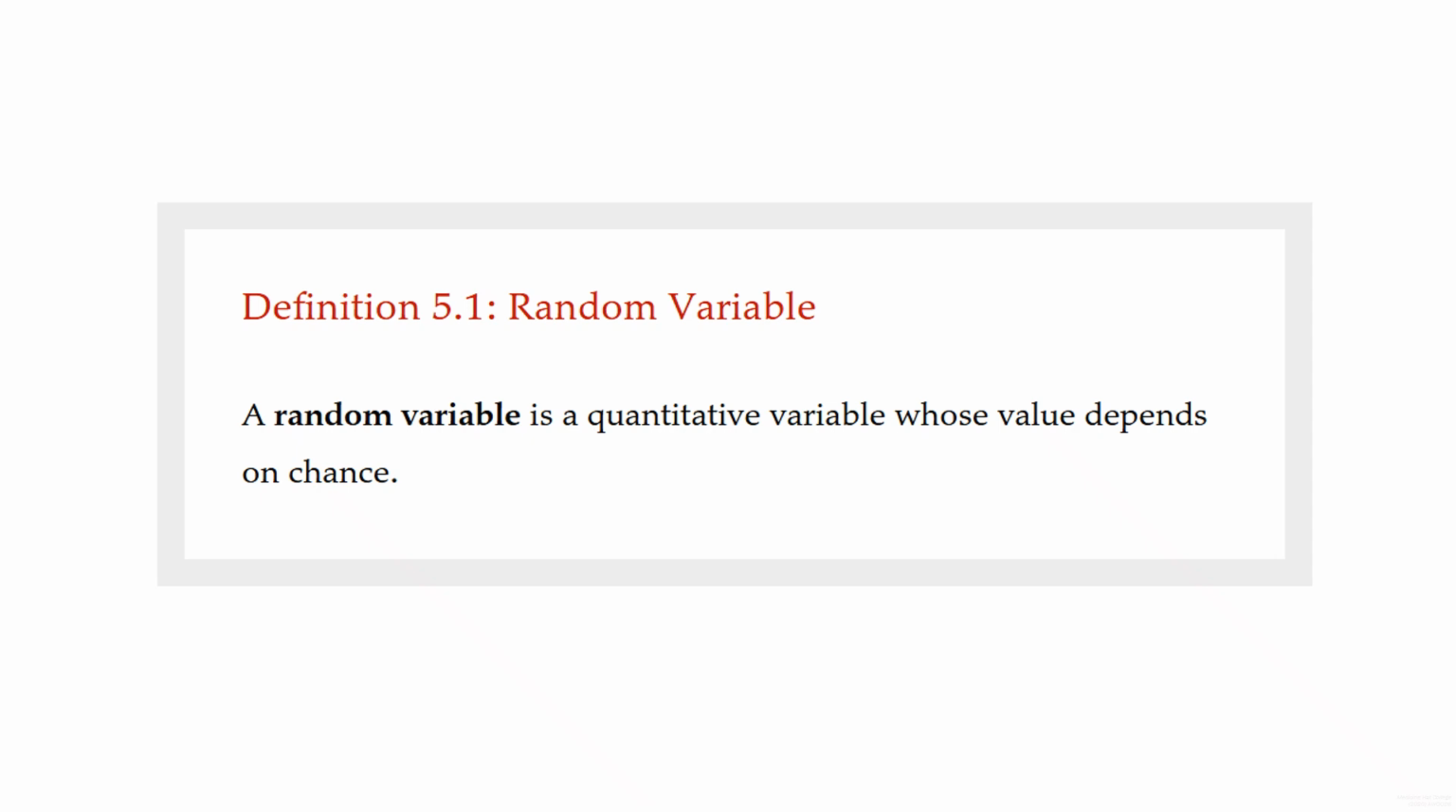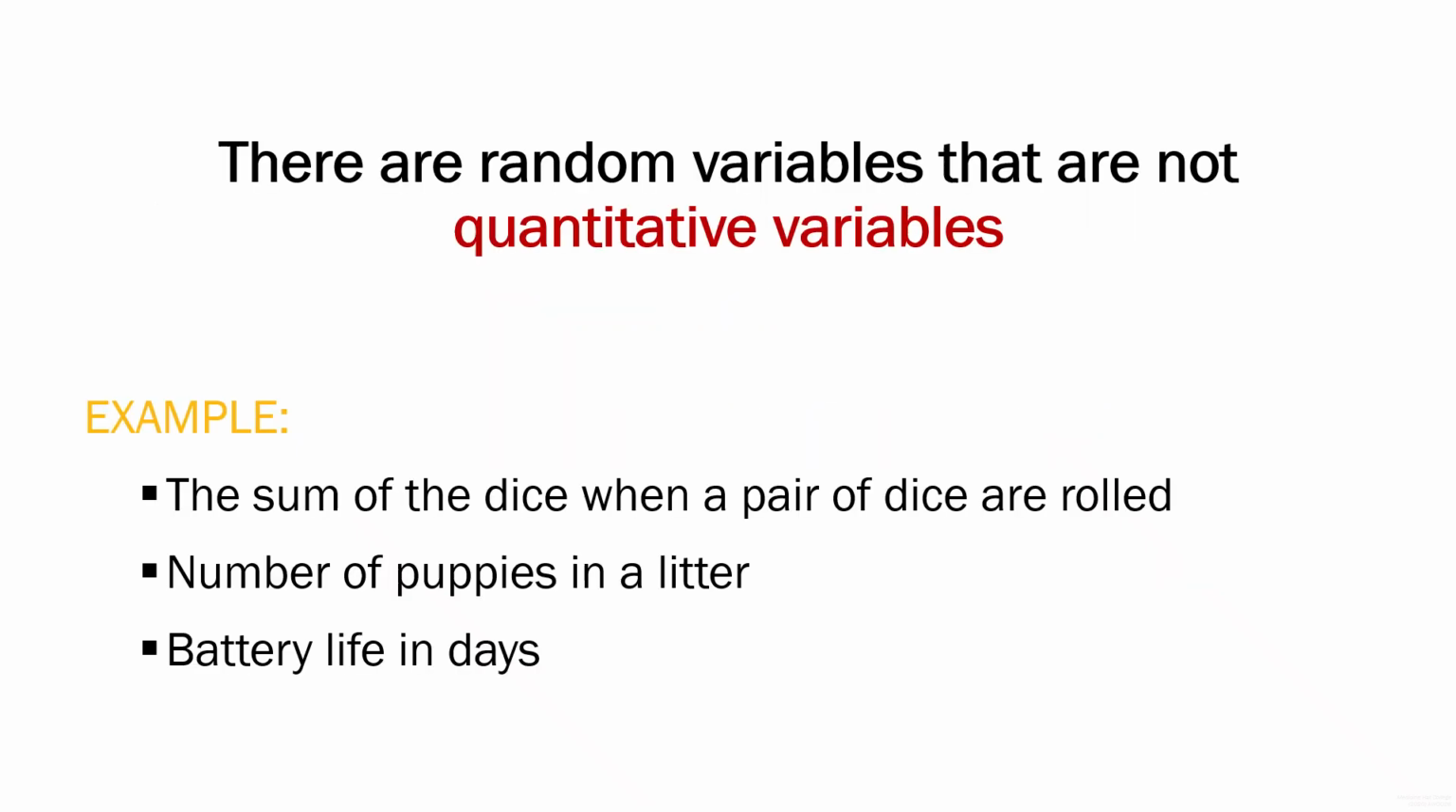Okay, so let's define the random variable. A random variable is a quantitative variable whose value depends on chance. And you learned before when we were talking about descriptive statistics that a variable is a characteristic that can vary from one member of a population to another. And so when one or more members are selected at random, then the variable becomes a random variable.